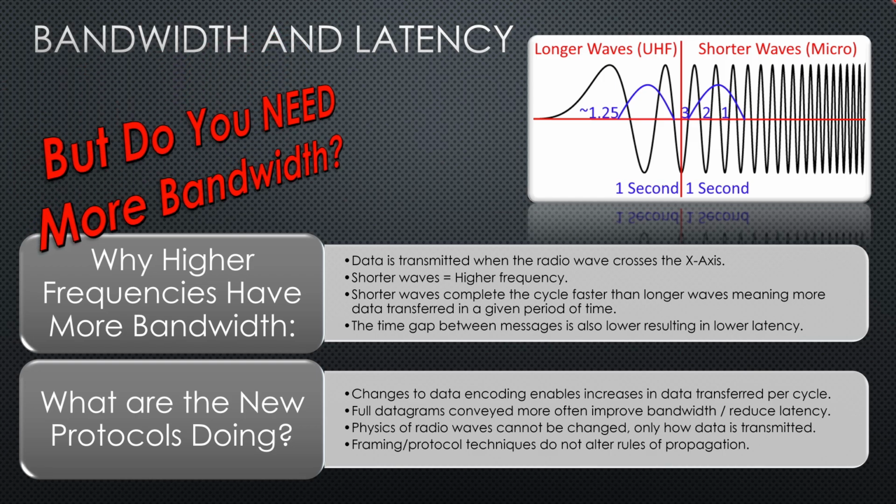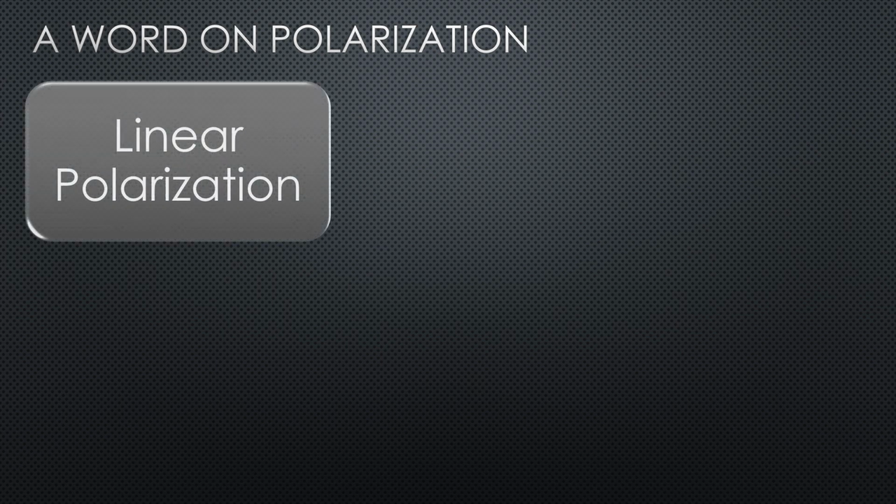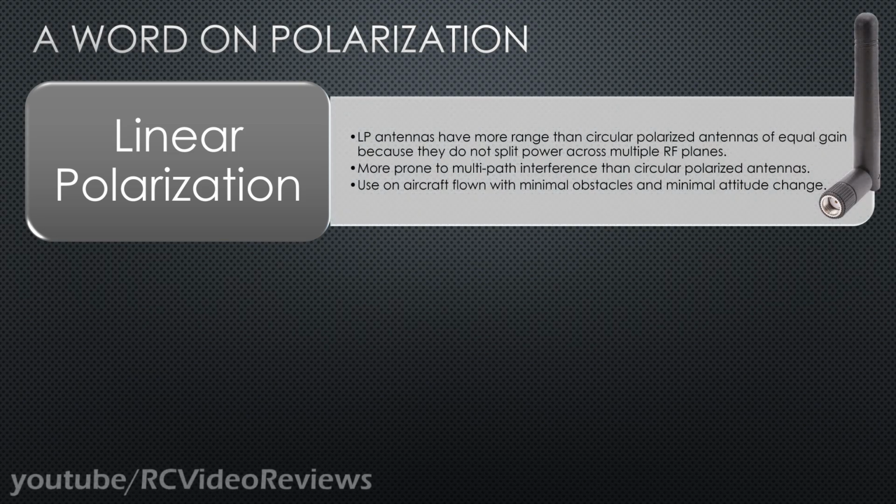What about latency? Next, I'd like to have a word about polarization. This is one of the most misunderstood topics that I've seen, and I've seen just flat wrong advice about this. Let's talk about linear polarization first. Linearly polarized antennas have more range than circular polarized antennas of equal gain because they don't split their power across multiple RF planes. They only work in one plane.